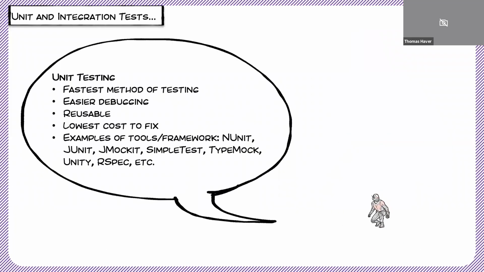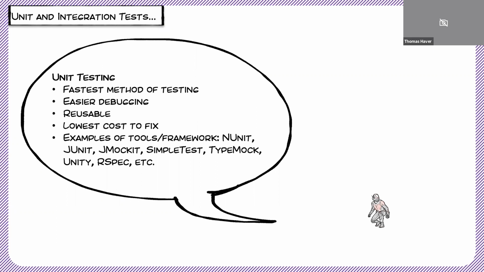And if we follow this through, unit testing is actually the fastest method of testing. It's easier to debug. It can be done locally on a developer's machine rather than deployed to an environment, and it has the lowest cost to fix. And of course, whatever your language of choice is, you have a framework that you can use.